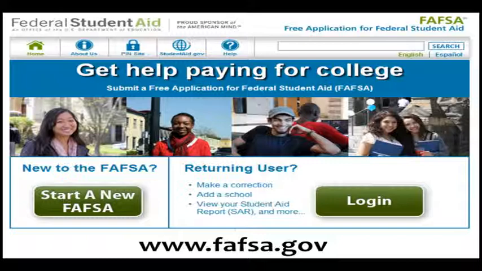Okay, this is just a screenshot of the FAFSA website. If you go to fafsa.gov, this is what you're going to see. And so if this is the first time you're applying, you would click on the Start a New FAFSA, the big green button there. If you have applied for a FAFSA before in the past year or two, you can click on as a returning user if you still remember your PIN number. I believe the PIN numbers are good for up to 18 months, so if it's been longer than that, you might want to just do Start a new FAFSA.